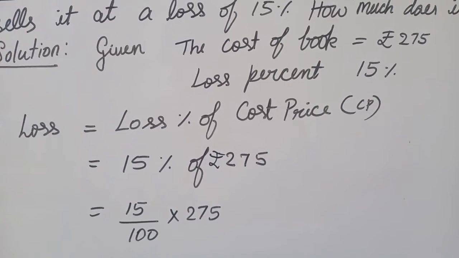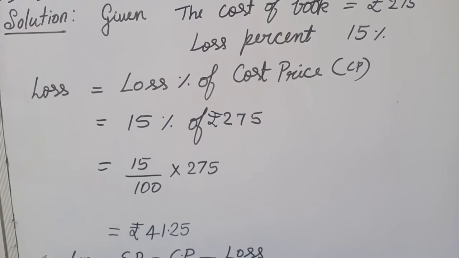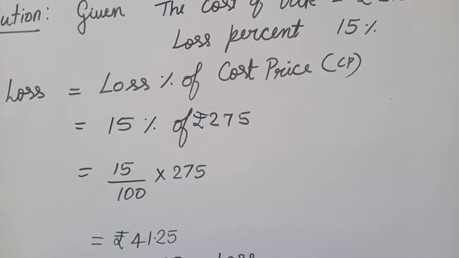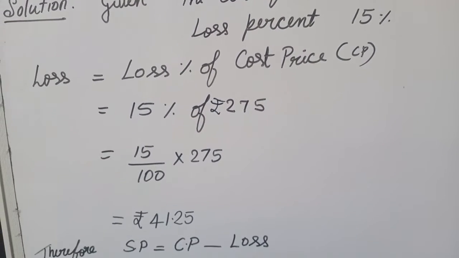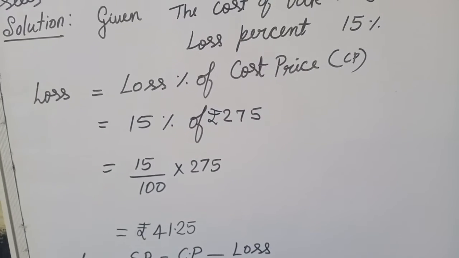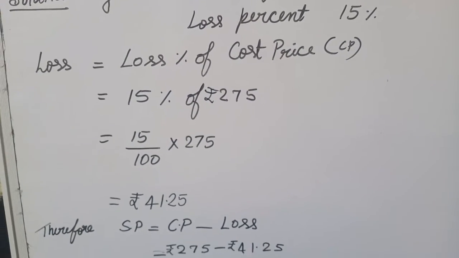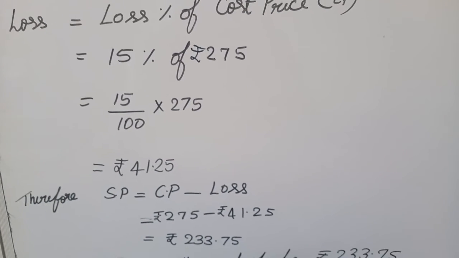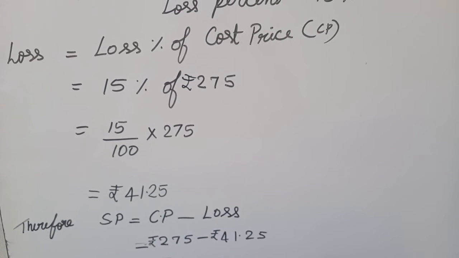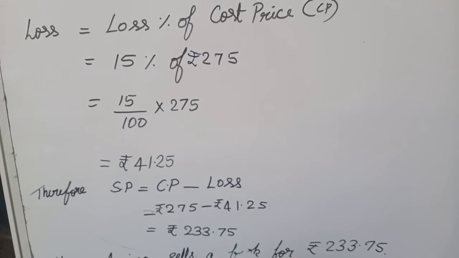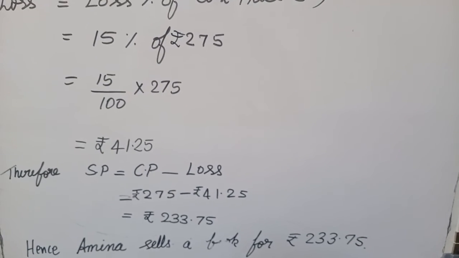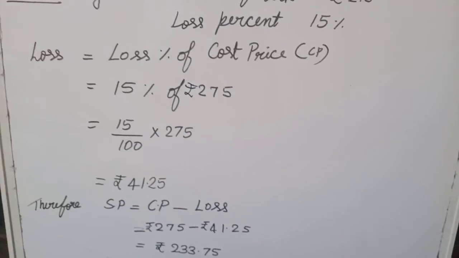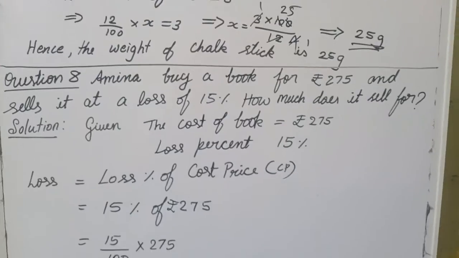Therefore, how do we calculate the selling price? Selling price is equal to cost price minus loss. If we find out the loss, we will come to know. So the loss we have already calculated: 275 minus 41 rupees 25 paise. So we are going to get the selling price as 233.75. Hence Amina sells the book for rupees 233.75. Hope you understood how to solve these problems.